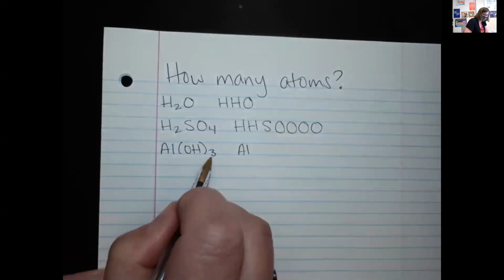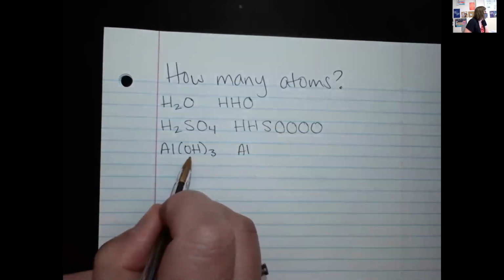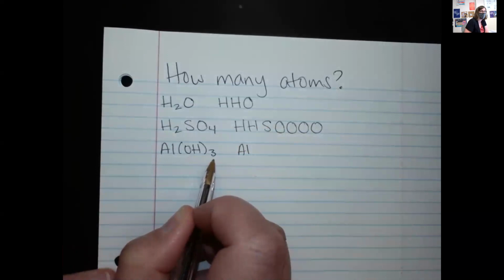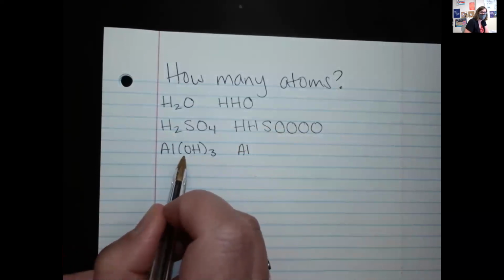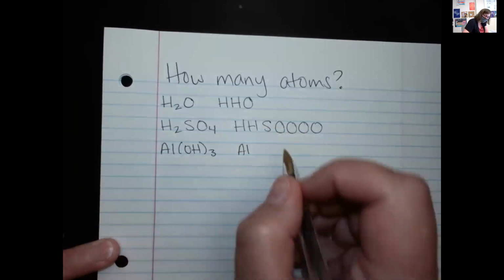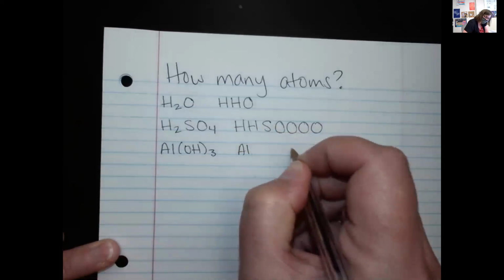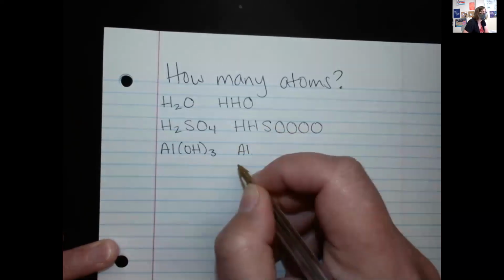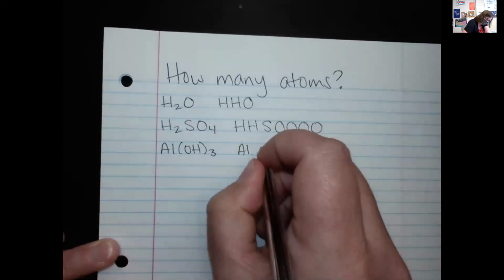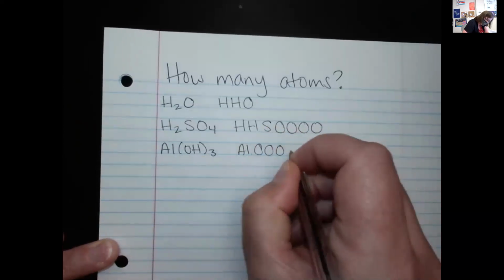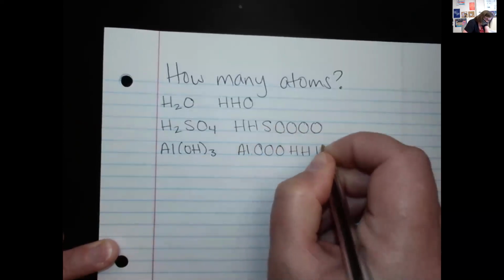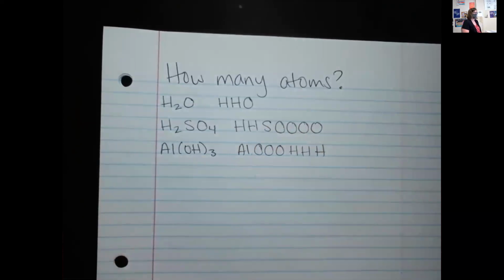See how there's a 3 outside of the parentheses? In math, what does that mean? The 3 applies to everything inside the parentheses. So you can either write OH, OH, OH, or you can do 1 element and then the other, which is my preference. So I'm going to write 3 O's and 3 H's. So that number outside the parentheses applies to everything inside the parentheses.